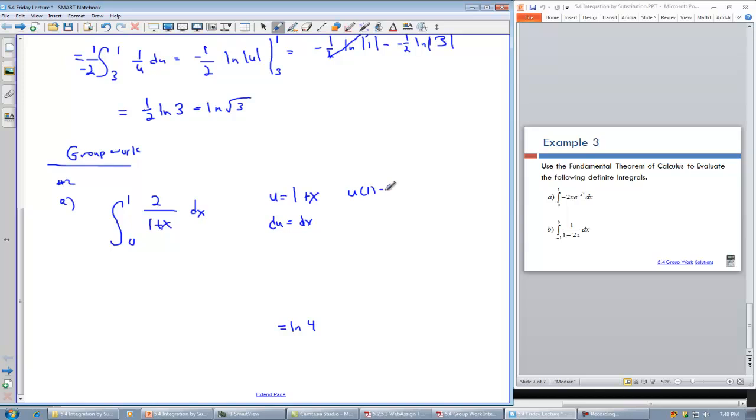So if you plug in 1 for x, you get 1 plus 1, which equals 2. And if you plug in 0 for x, you get 1 plus 0, which equals 1. And so now I'm going to make my substitution. So this is going to equal the integral from 1 to 2 of 2 divided by u. Remember my 1 plus x? That's right here, that's my u. And of course, dx is just du.